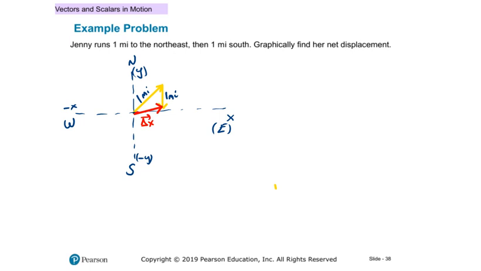One mile south, and her displacement would be overall this guy over here. Logically, right? That's her delta x.